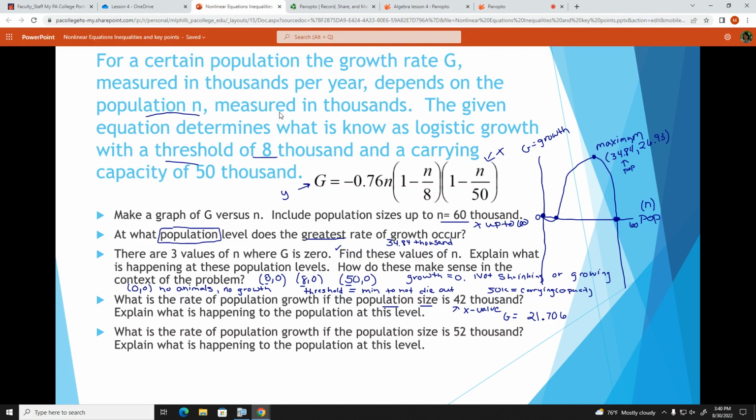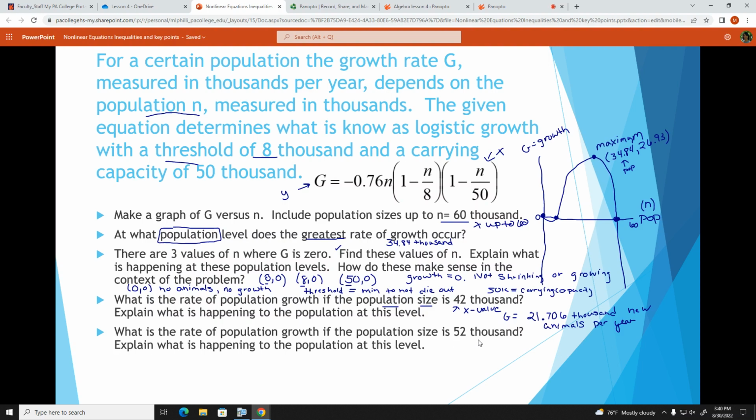Well, when I look back at the problem, it says the growth is measured in thousands per year. So 21.706 thousand, it's growth, so new animals per year. All right, so we're getting a lot of new animals.